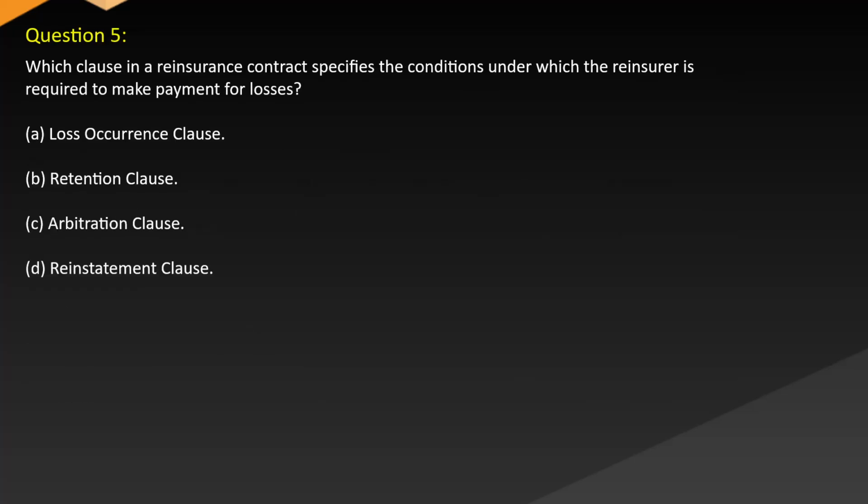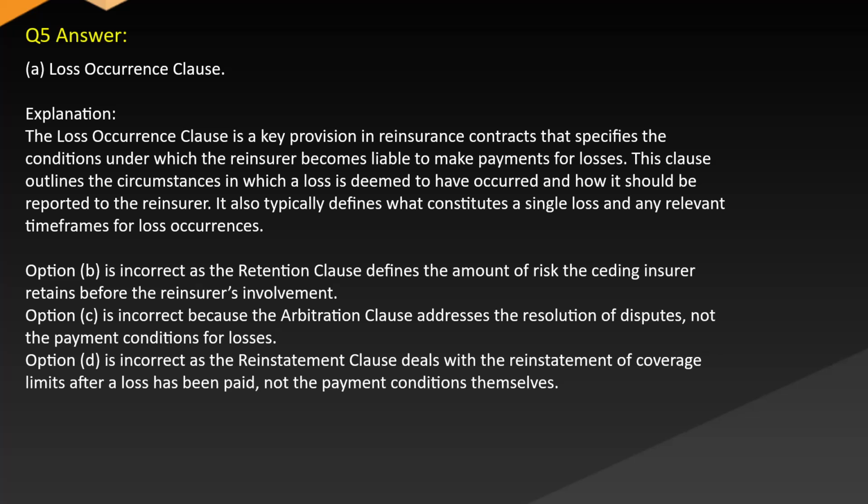Question 5. Which clause in a reinsurance contract specifies the conditions under which the reinsurer is required to make payment for losses? A. Loss occurrence clause. B. Retention clause. C. Arbitration clause. D. Reinstatement clause. Answer: A. Loss occurrence clause.